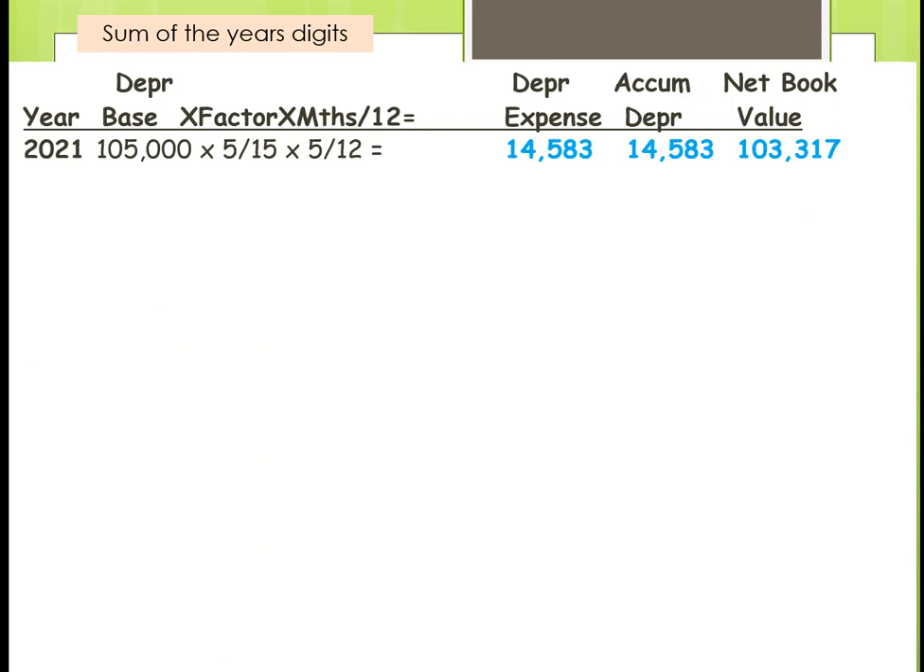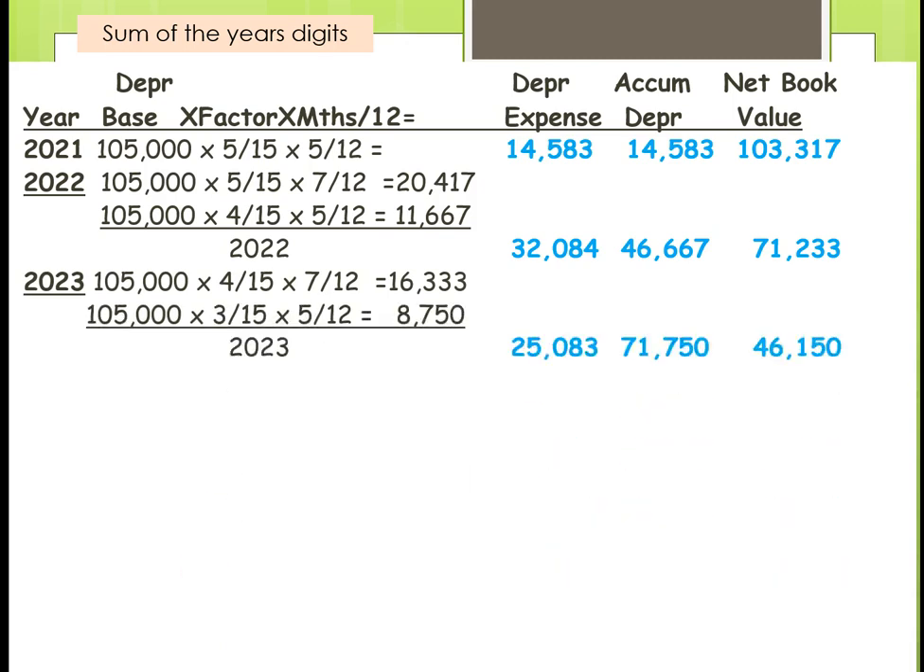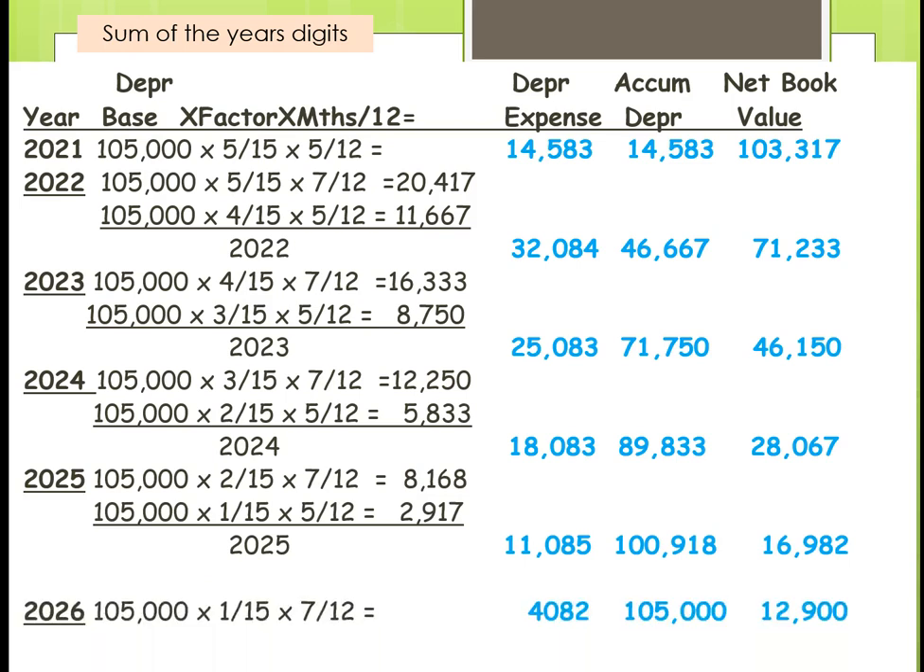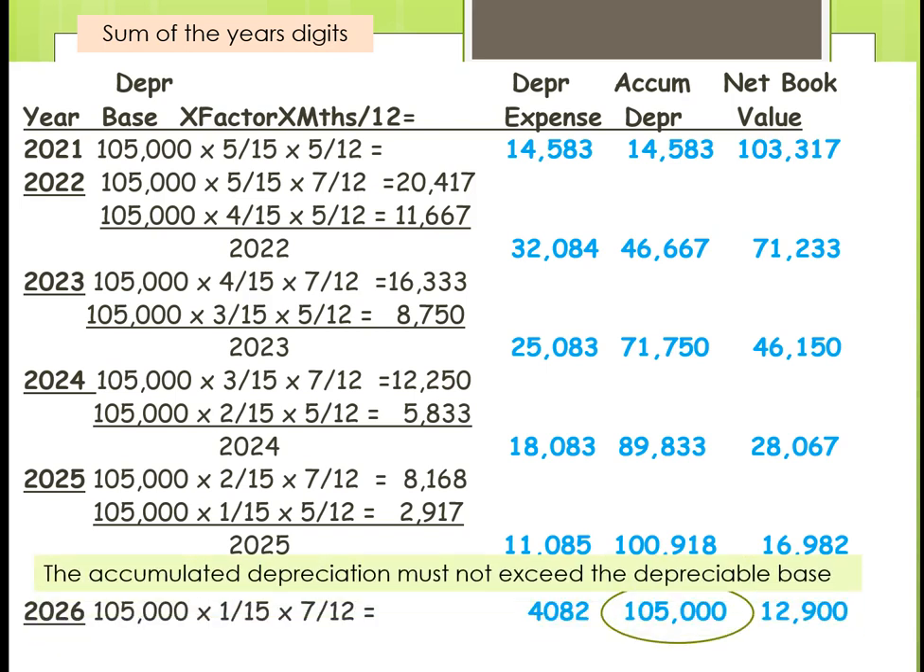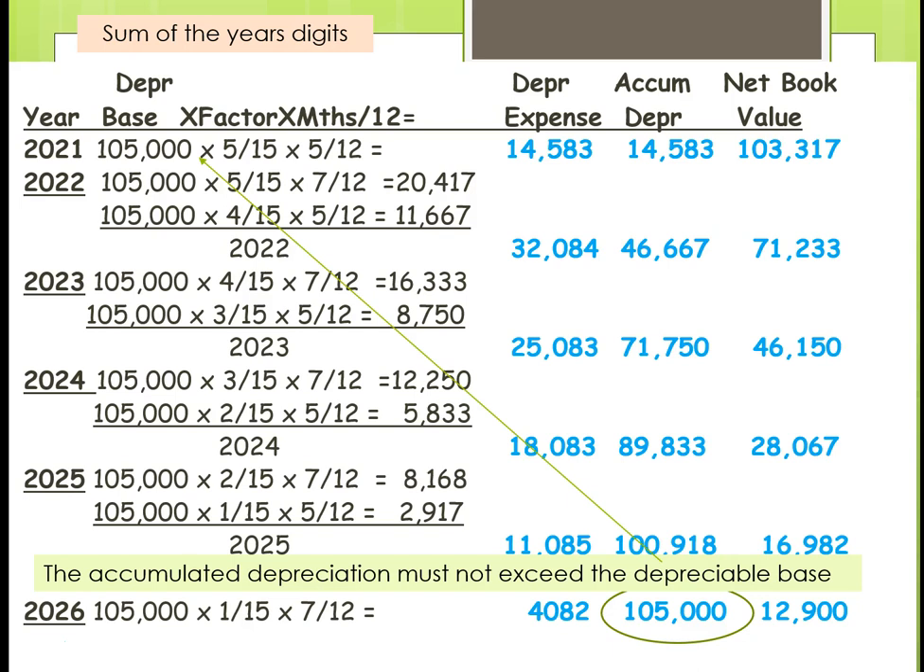So, year 1, you get 5 twelfths. Year 2, you're going to get 7 twelfths times the 5 fifteenths, and you're going to get 5 twelfths times the 4 fifteenths. And you're going to have to keep doing that each year. And then you go into the 6th year with 1 fifteenth times 7 twelfths. So that's how you do that. And if you notice, in the end, you still end up with accumulated depreciation of 105 and net book value equals salvage value. So, it cannot exceed. You can look at that for a few minutes. You can also look at these.